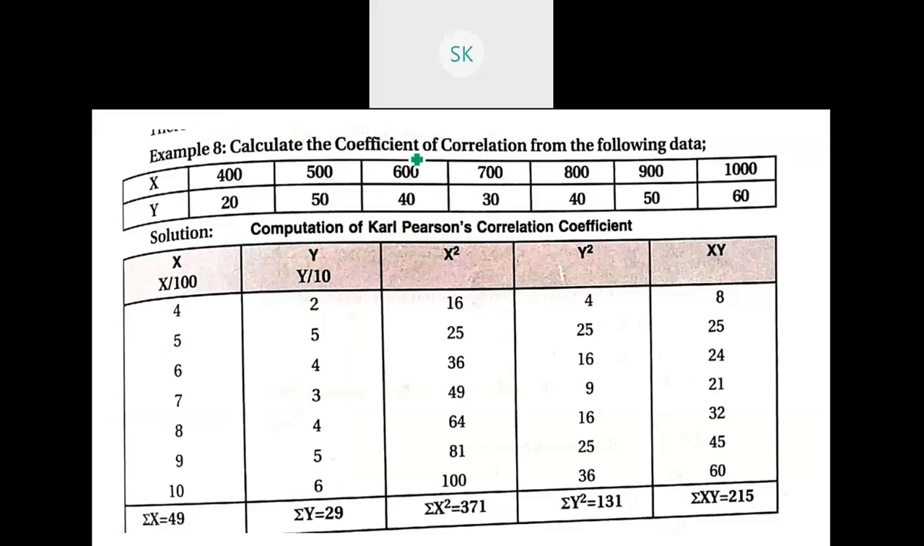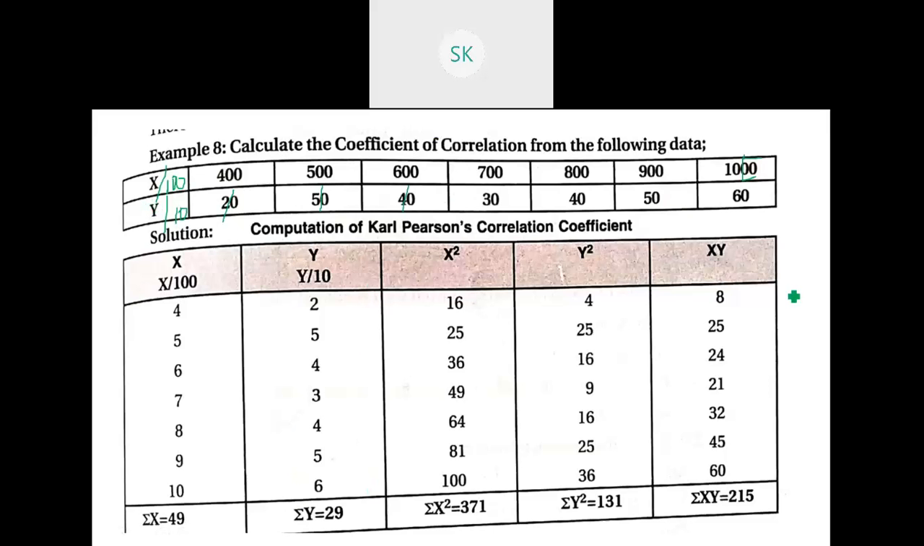So let us continue. Again, we are going to divide x by 100 and y by 10. So x by 100: 400 by 100 is 4, 500 by 100 is 5, 6, 7, 8, 9, 10. Only two zeros you have to take out here. Next, y by 10, which means one zero is out. So 2, 5, 4, 3, 4, 5, 6. So we have got the x data and y data.